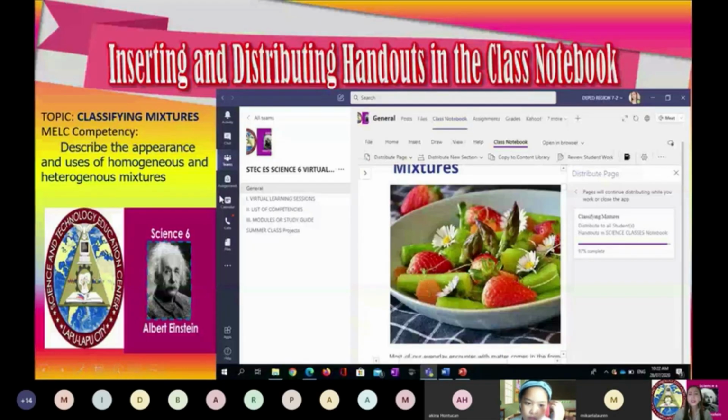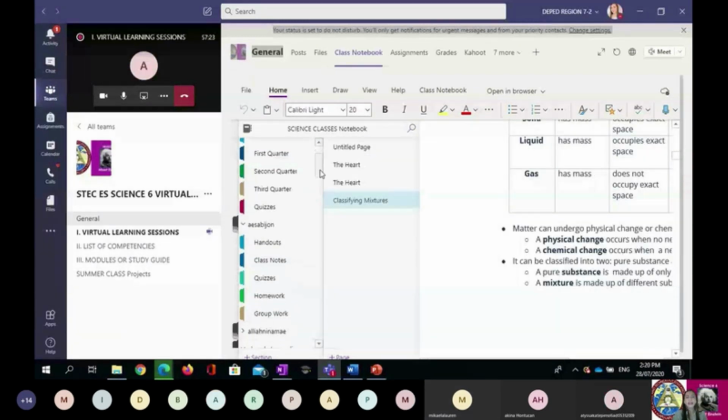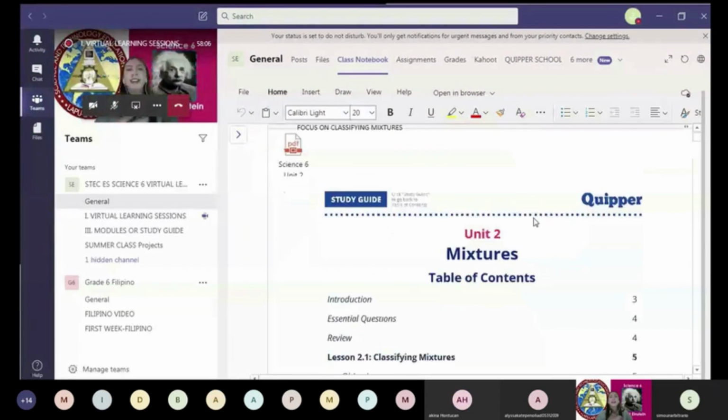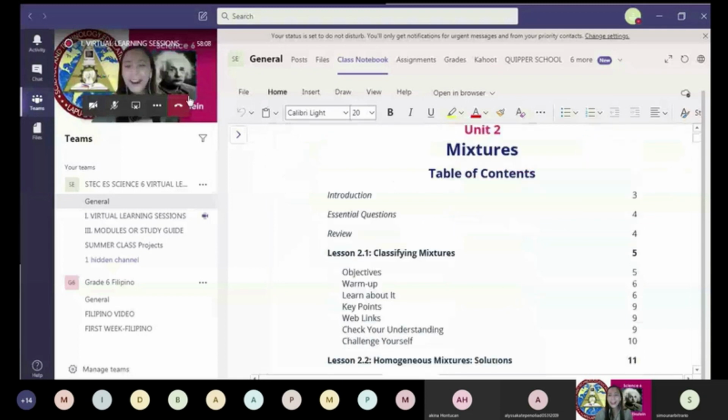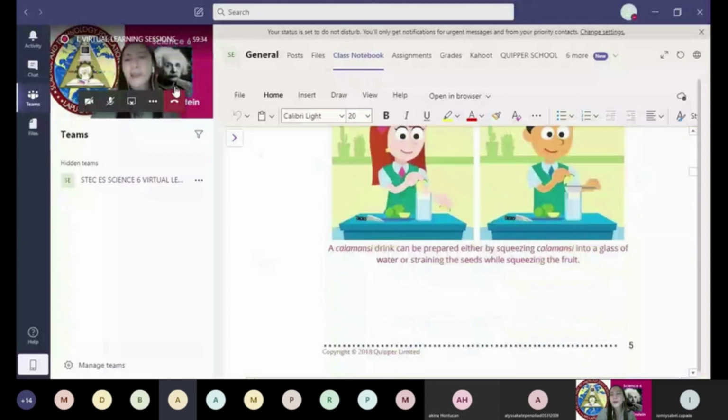I want you to check your class notebook, where I added material in the content library, specifically in the simulation class. Check your I Can handout. Can you see mine, Teacher? I can see mine, Teacher. Who can share your screen? There you have it. See? That's how awesome our class notebook is. Okay, thank you, Ayumi.